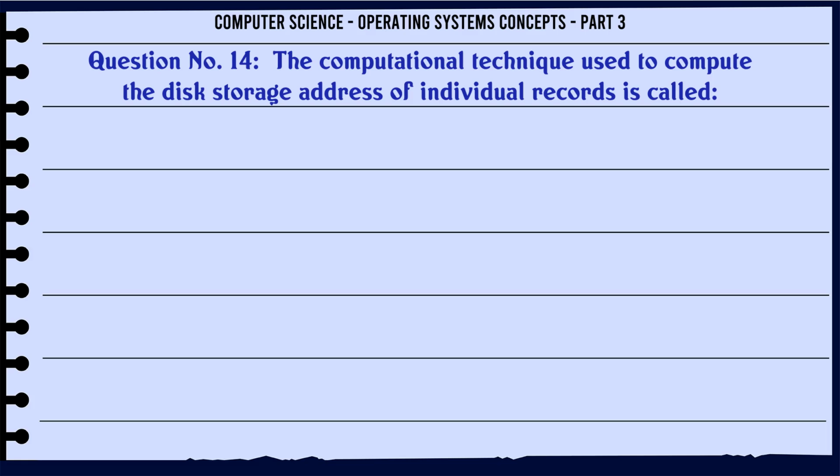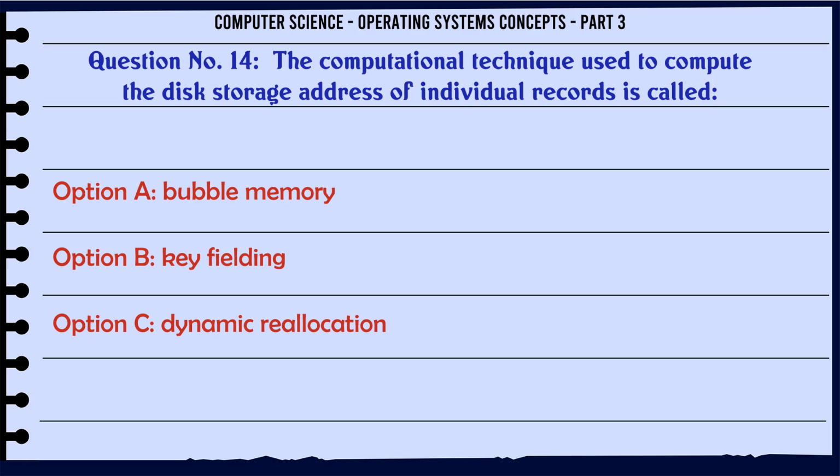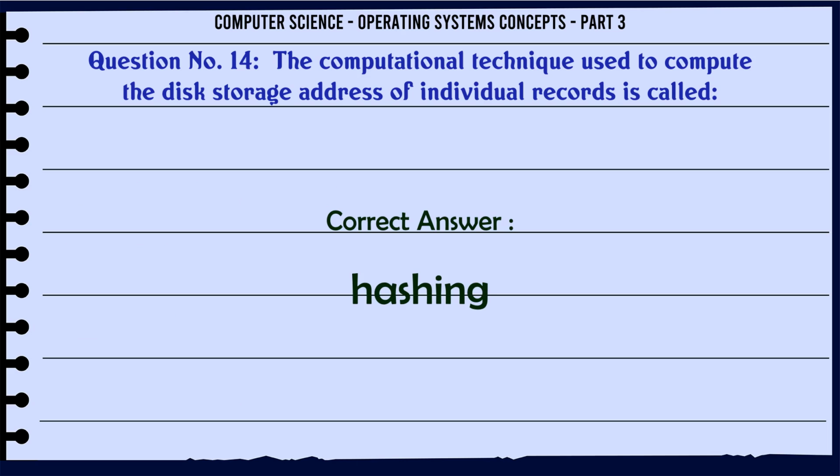The computational technique used to compute the disk storage address of individual records is called A. Bubble memory. B. Key fielding. C. Dynamic reallocation. D. Hashing. The correct answer is hashing.